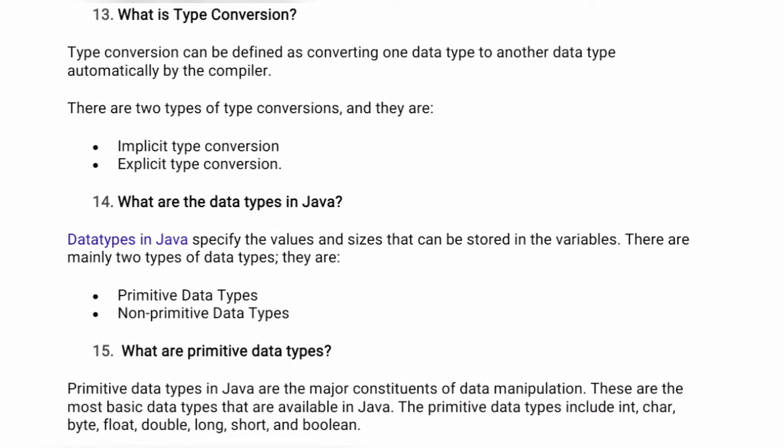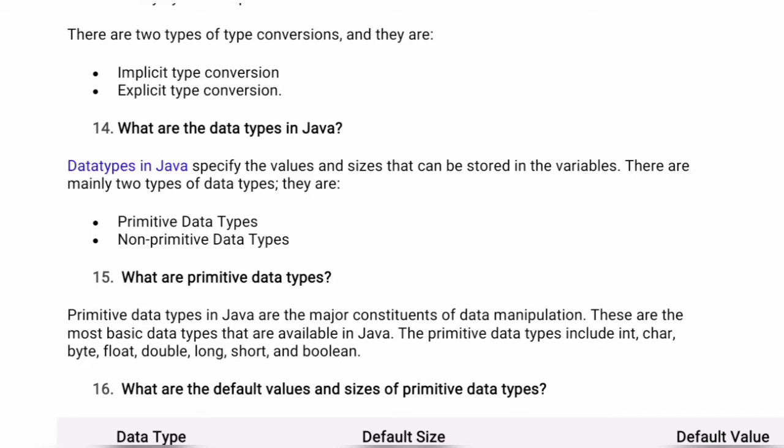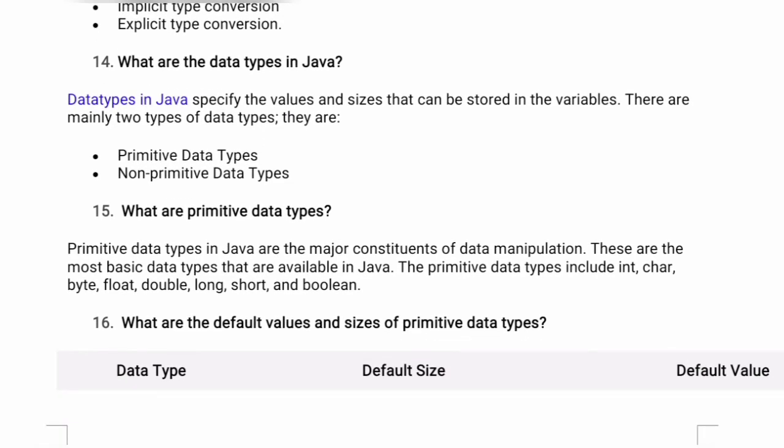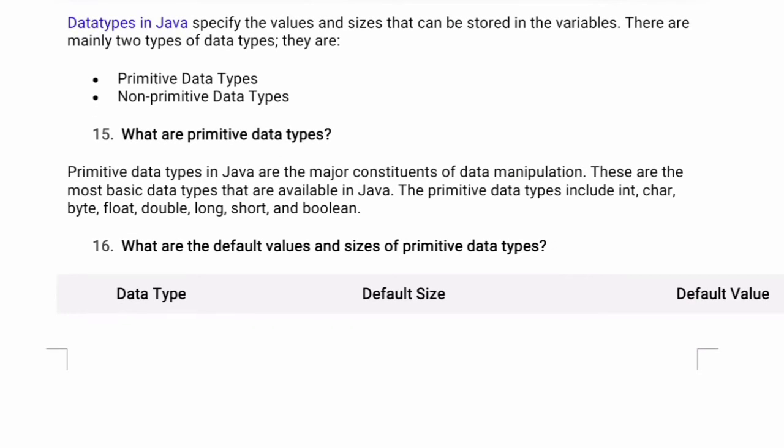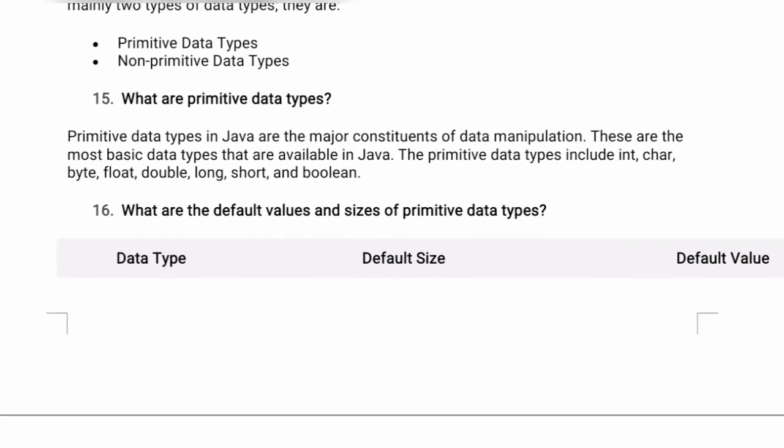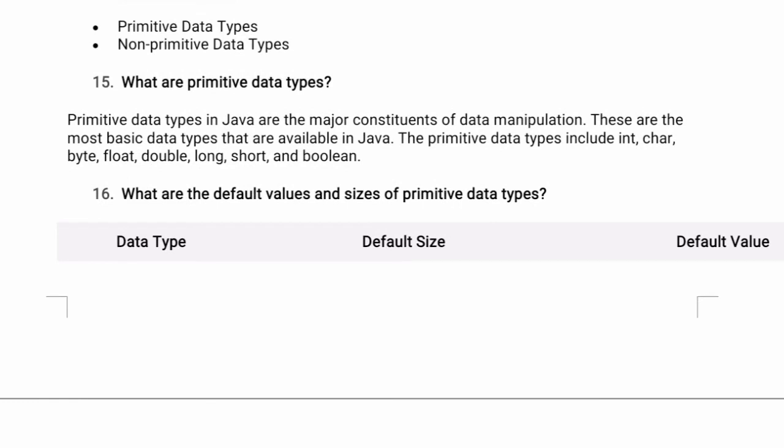Data types in Java specify the value and size of data. So a data type is used to specify the type of data and memory size. There are two types of data types: primitive data types and non-primitive data types. So let's see what a primitive data type is. Primitive data types in Java are major constituents of data manipulation. These are the most basic data types available in Java. The primitive data types include int, char, byte, float, double, long, short and boolean.